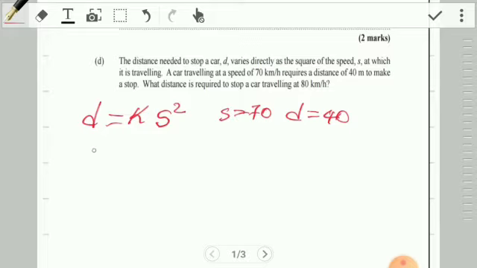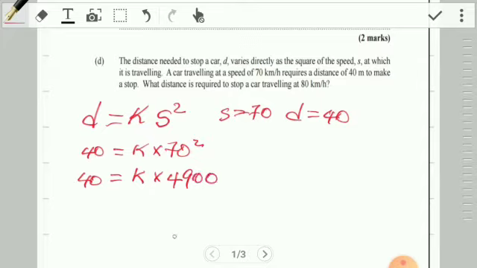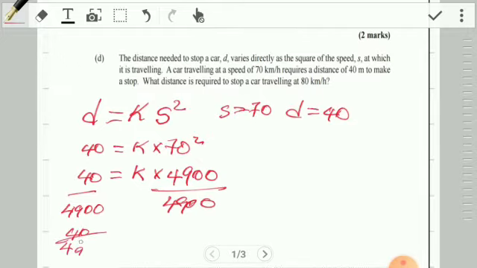So let us do some substitution here, where 40 is going to equal K times 70 squared. So again, 40 is equal to K times 4900. If you divide both sides by 4900, then K is equal to 40 over 4900. We could break it down if we want, or we could leave it. So this is equal to K. Now we know what K is.